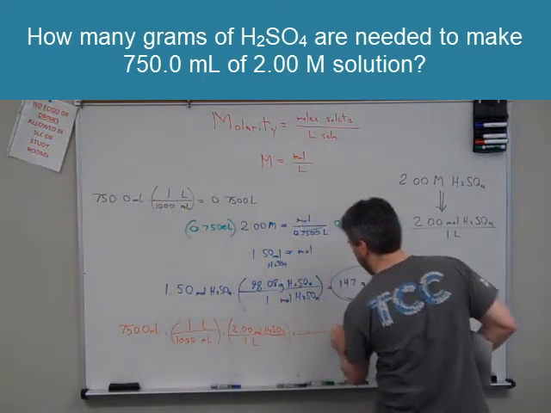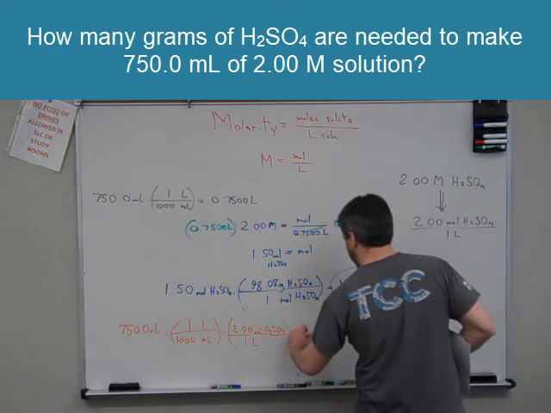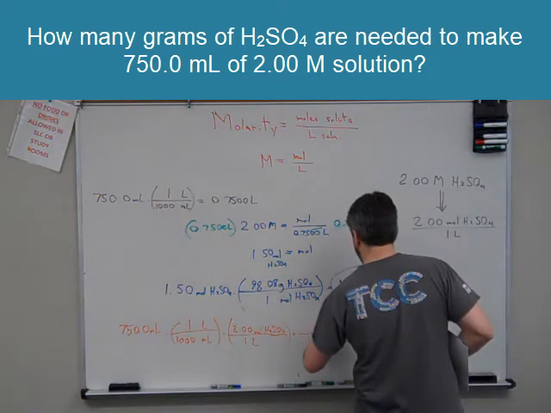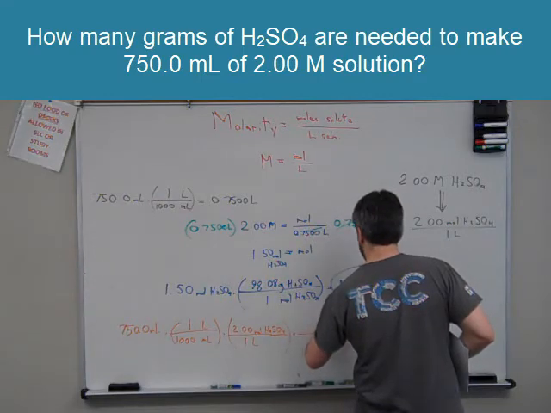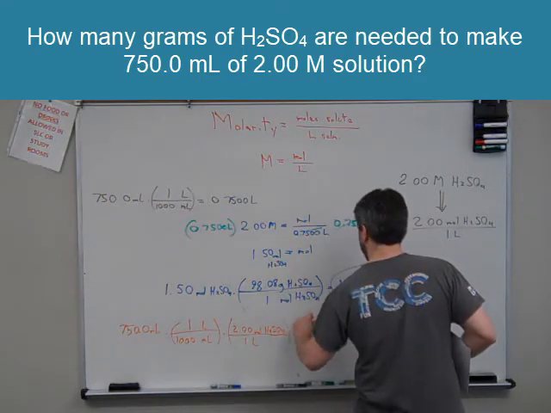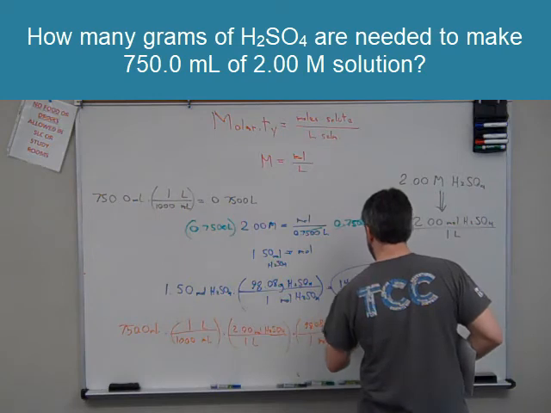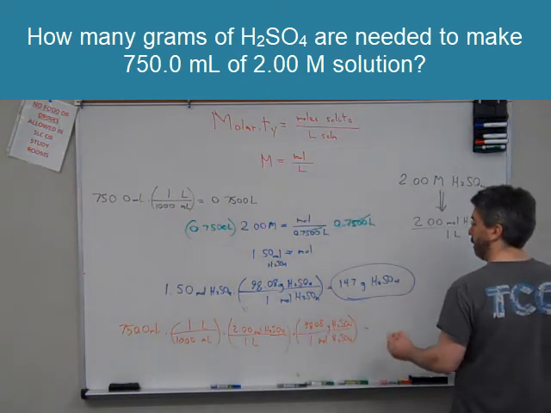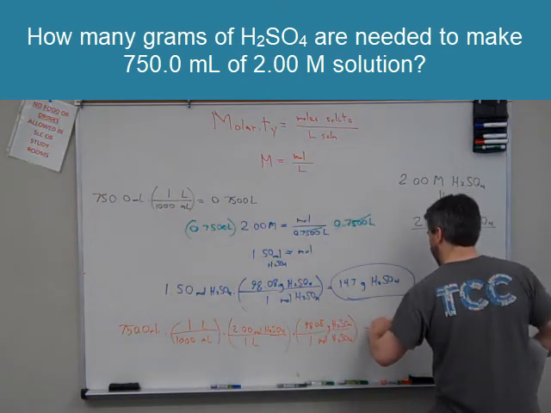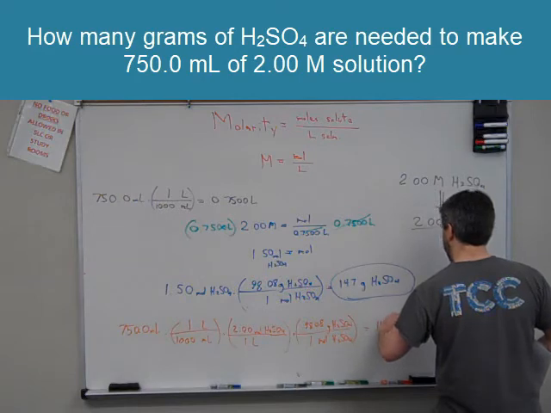Then extend it a little bit further, and I can convert moles of H2SO4 to grams of H2SO4, and that's going to be 98.08 grams equal to 1 mole. If you multiply everything on the top and divide by the bottom, you get 147 grams of H2SO4.